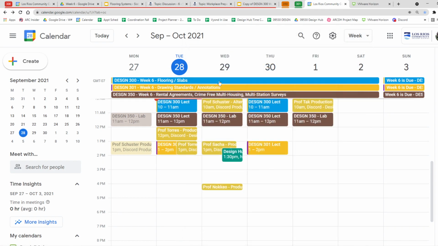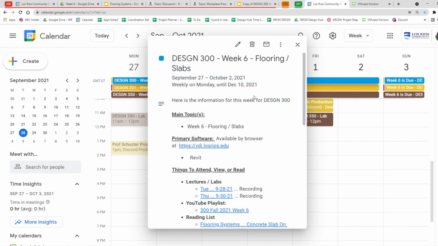So, in today's lecture, we're going to go over what's up for the week and take a quick look. We are working on flooring on slabs. So this is sort of slab on grade. Not all slabs are on the grade. You can have a slab that's on a raised deck and so on and so forth. But basically it's on concrete, and usually concrete is poured on grade for residential at least.